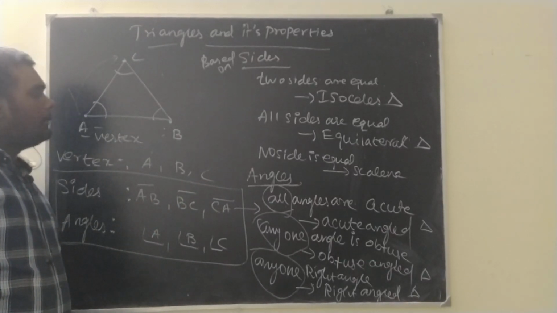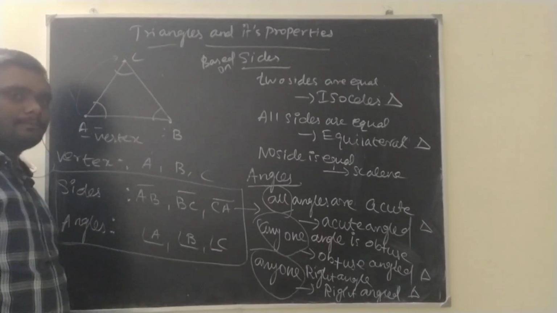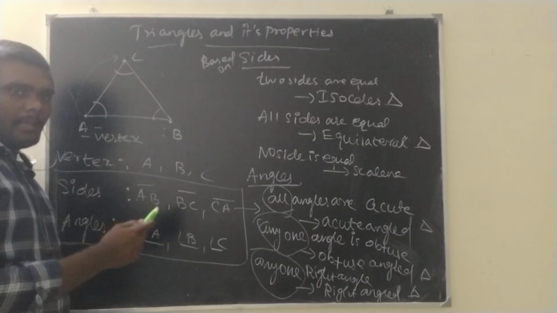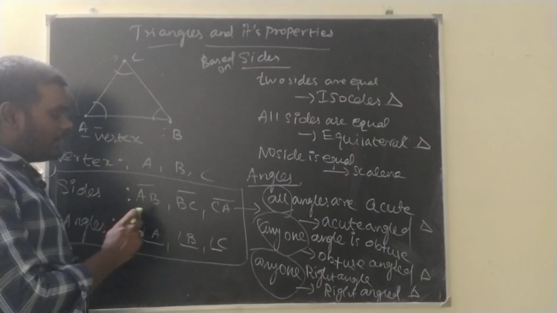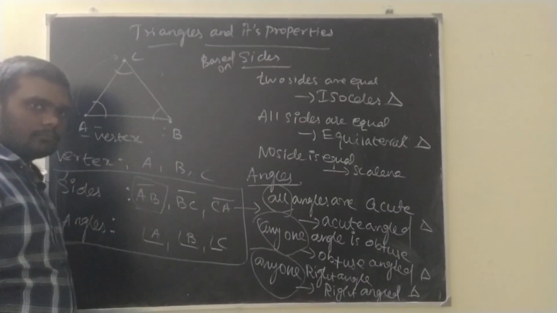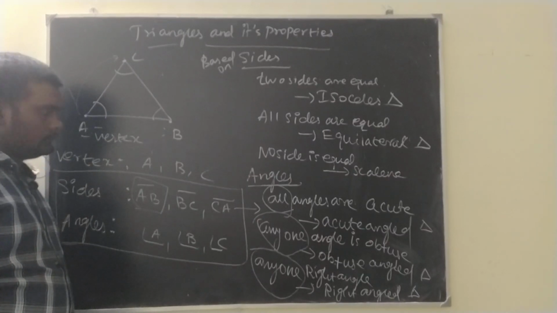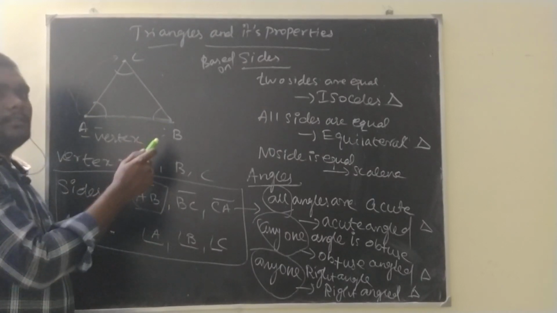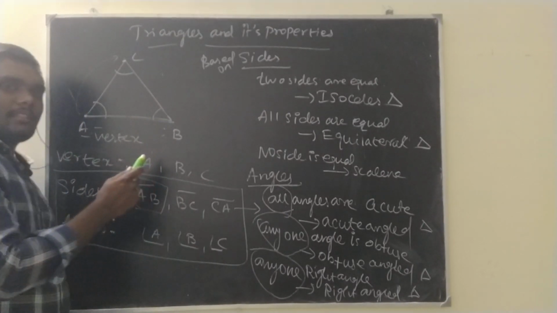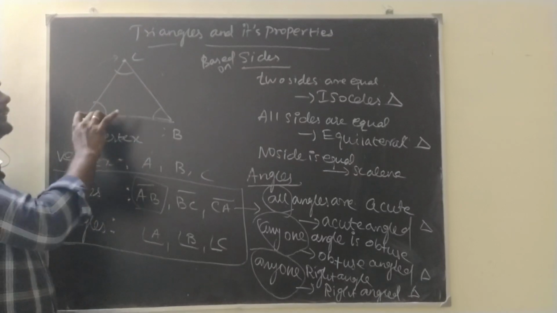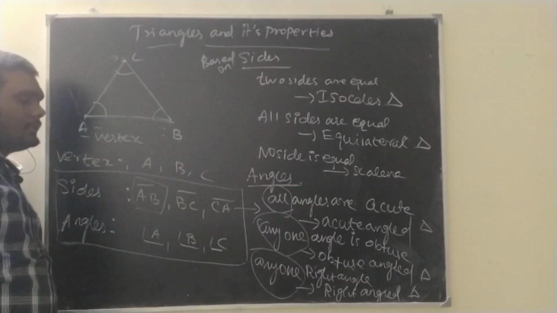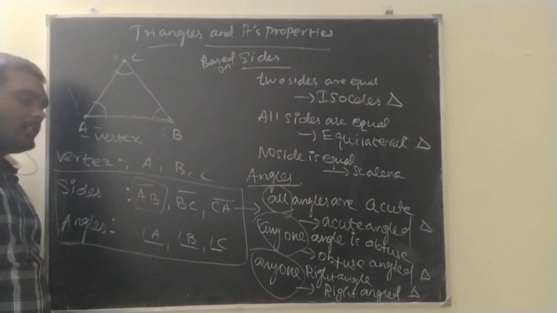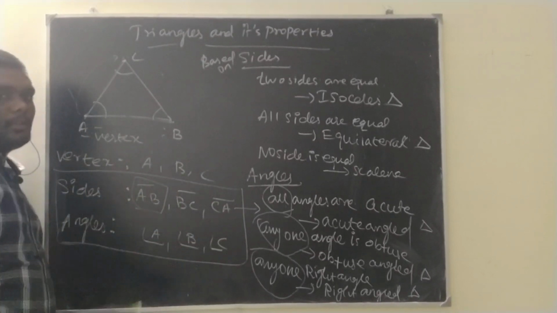Okay. Is any opposite vertex there for A? No, it is not. The same for sides. Adjacent sides for AB are BC and AC. Adjacent sides means right next to each other. They have one common vertex. So this is adjacent, also this is adjacent. Same like for BC, the other two would be adjacent. Same for CA, the remaining two would be adjacent.